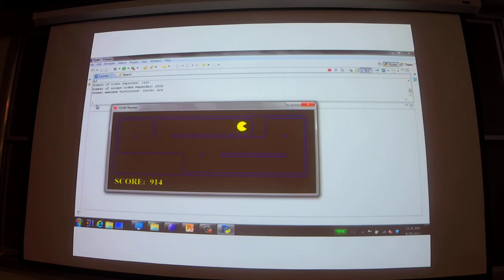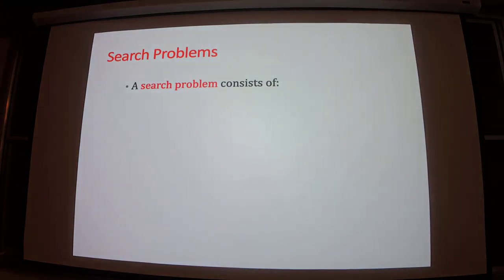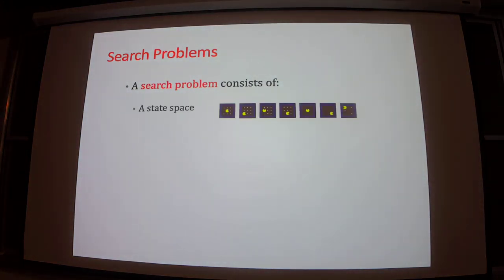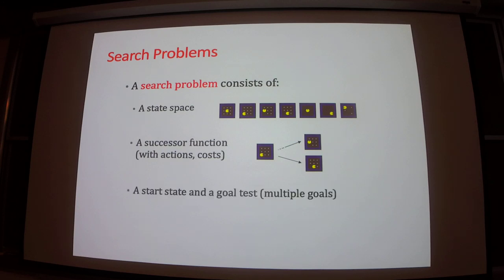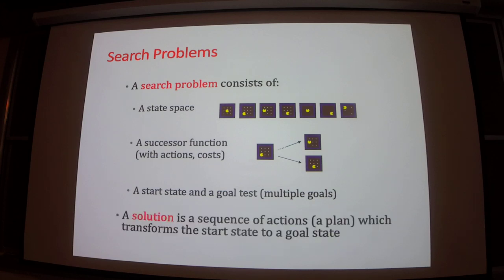So in order to look at how we're going to make agents that do this, we need to define what the search problem looks like. A search problem consists of a state space, a successor function, so this is actions, costs associated with those actions, and a way that the actions modify the world around it. A start state and a goal test, because there might be multiple goals in the state space. And then what we're trying to find is a solution, which is a sequence of actions, we can call that a plan, which transforms the start state into the goal state.